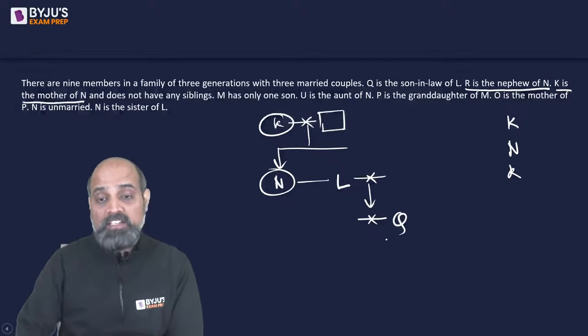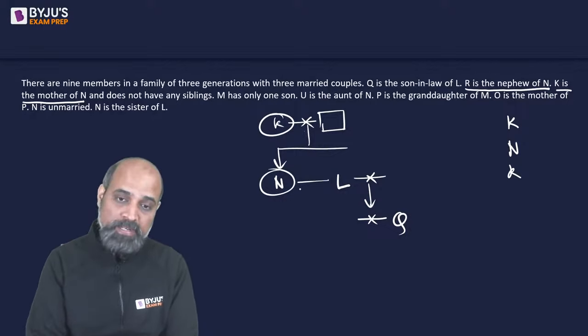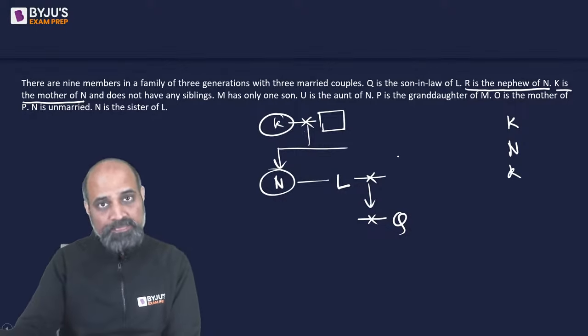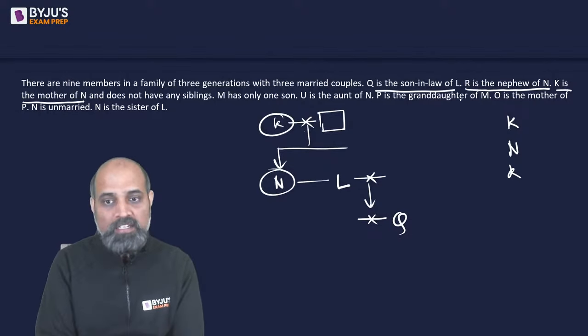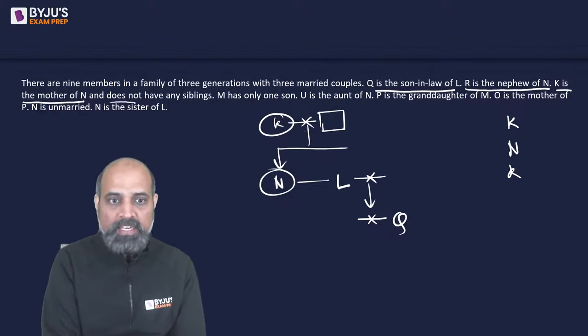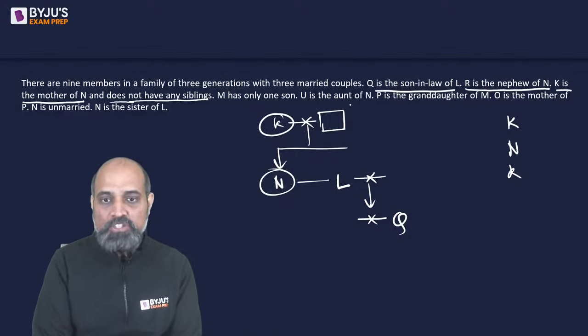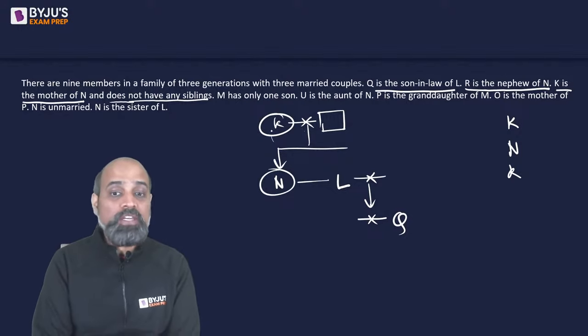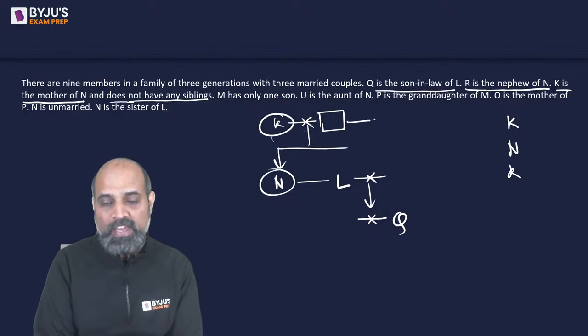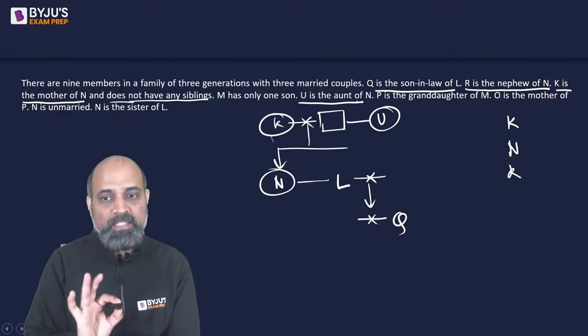So this is the pattern. So we have three married couples, K and her husband, L and his or her spouse, and Q and his or her spouse. So Q is the son-in-law of L. This makes sense. K is the mother of N and does not have any siblings. So K doesn't have a sibling. Next it says U is the aunt of N. So K doesn't have siblings. So the aunt of N is going to be U. So U is female over here. So yes, it makes sense.